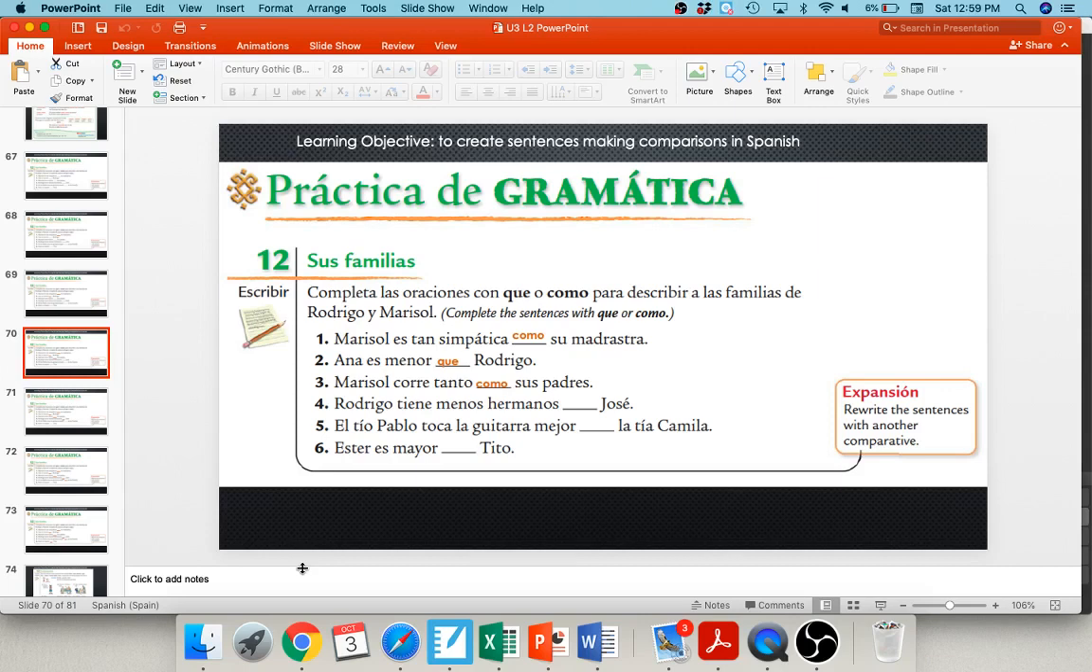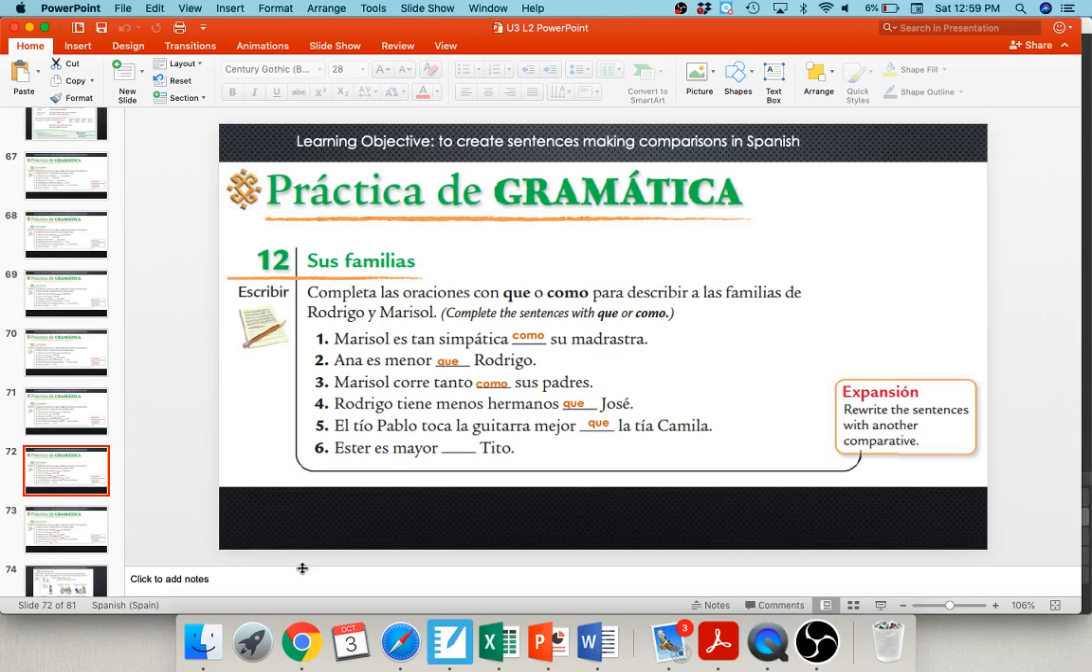Number 4, Rodrigo tiene menos hermanos blank Jose. So Rodrigo has less siblings blank Jose. We're saying less siblings than Jose. It should be que. El tío Pablo toca la guitarra mejor blank la tía Camila. Uncle Pablo plays the guitar better blank Aunt Camila, better than, mejor que.